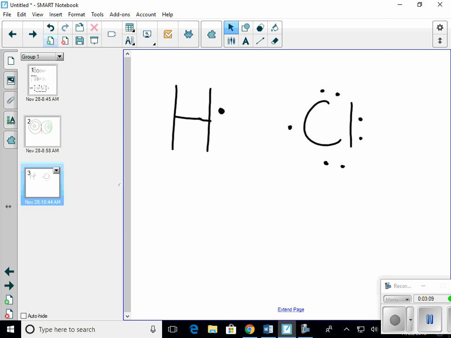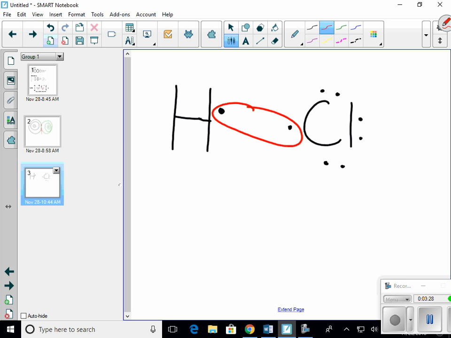So instead, they share. There's 2 different ways we could show that sharing. Step number 2 on this worksheet says circle the unpaired electrons. Notice how chlorine has a pair of electrons on the top, a pair of electrons on the right, a pair of electrons on the bottom. But this on the left is an unpaired electron. Now it's paired up.